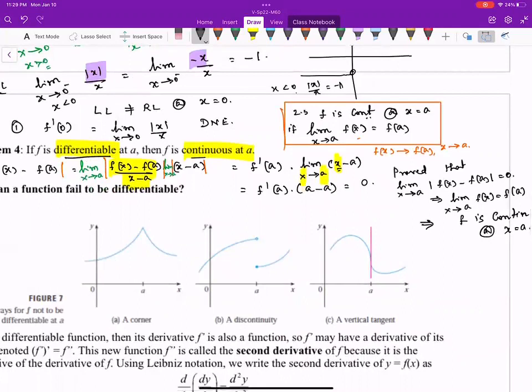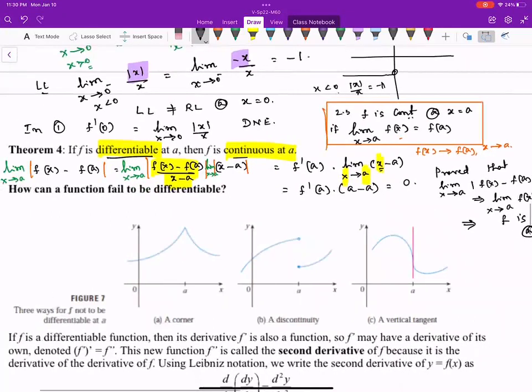So differentiability implies continuity. How can a function fail to be differentiable? Whenever there is a corner or a cusp, you cannot draw a tangent. So at a, if there is a cusp like this, or a corner, it's not differentiable at the corner. Whenever there is a discontinuity at a, the graph will not be differentiable at that point, wherever the discontinuity occurs, or wherever the vertical tangent is.